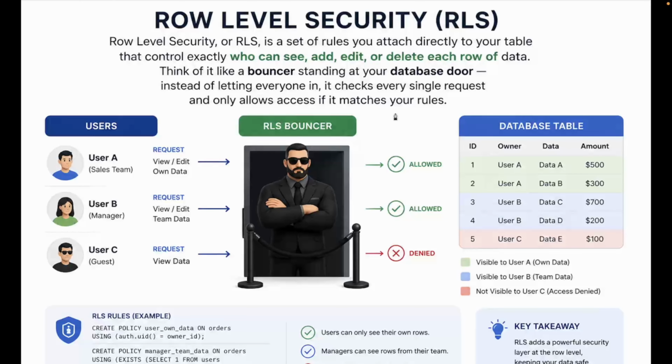What is row level security? Row level security, or RLS, is a set of rules you attach directly to your table that control exactly who can see, add, edit, or delete each row of data. Think of it like a bouncer standing at your database door. Instead of letting everyone in, it checks every single request and only allows access if it matches your role.